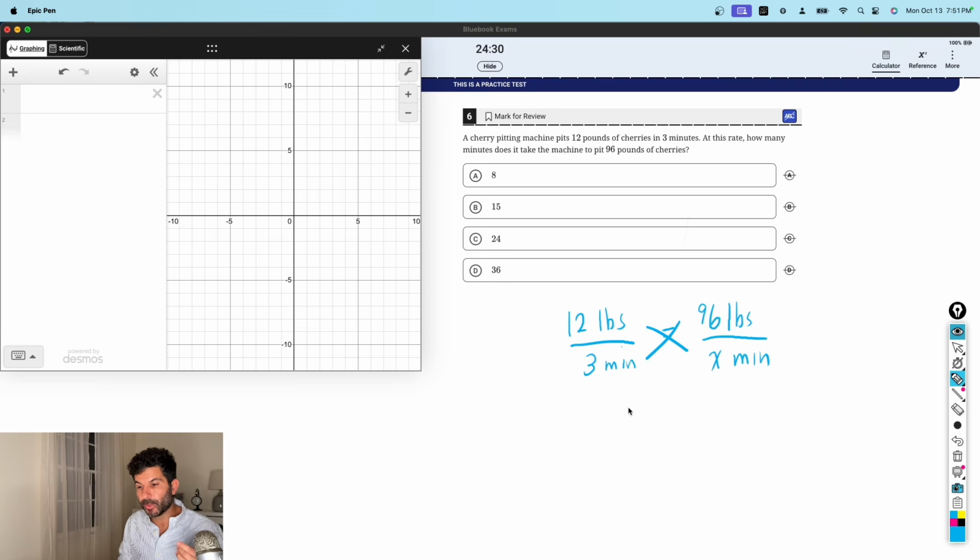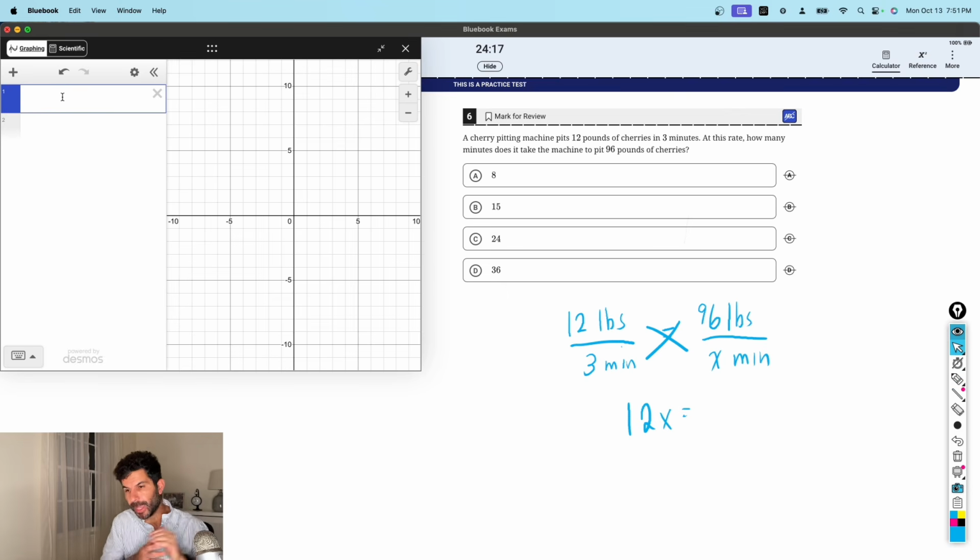So if I cross multiply, I'm going to get 12x is equal to 96 times 3. So let's actually talk a little bit about regression. Some of the things that people are seeing now is that regression on Desmos can solve everything. And Desmos, you have to understand, is not used every single time. The objective is to get it to a point where you can then leverage Desmos.